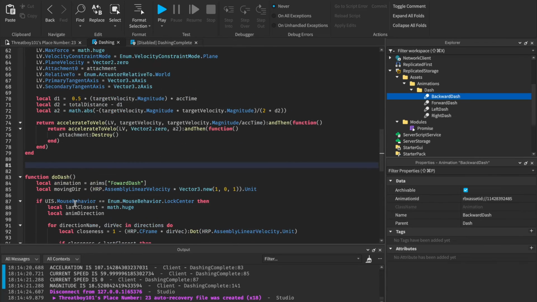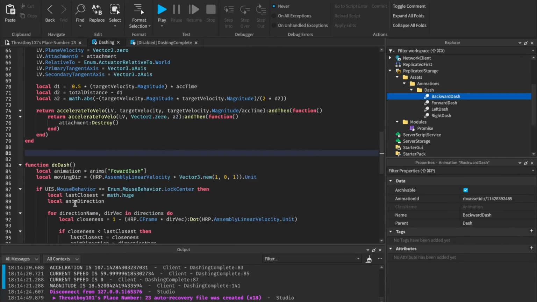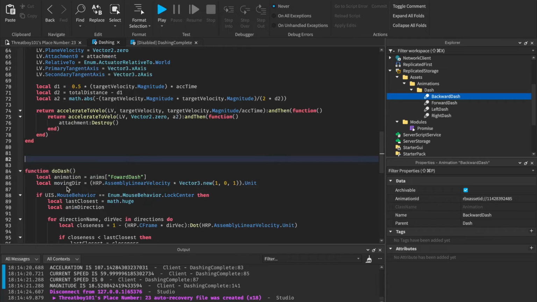And then we need to hook the Q key to this do dash, so that whenever we press Q, it will do our dash. Okay, so I'm going to create, I'm going to bind.